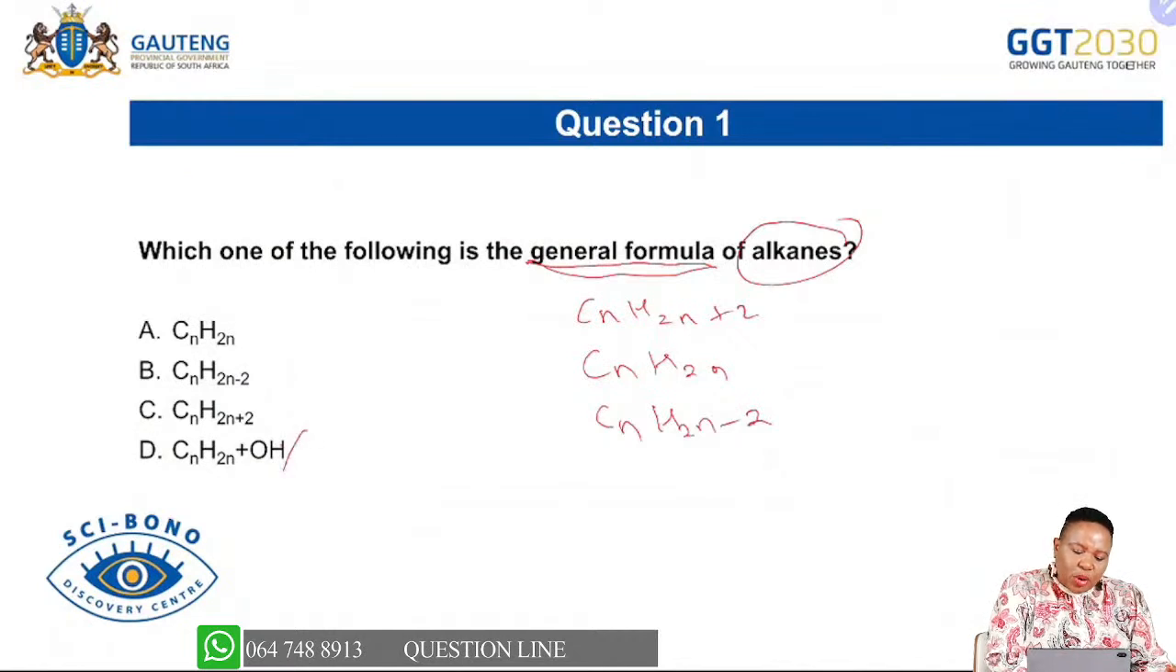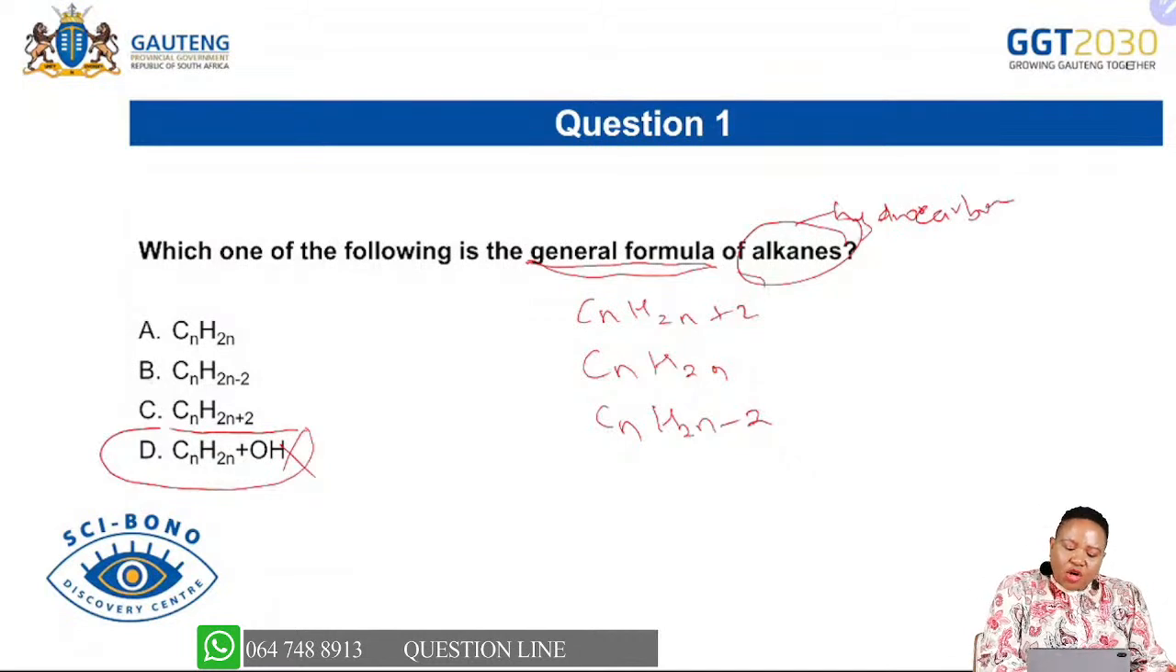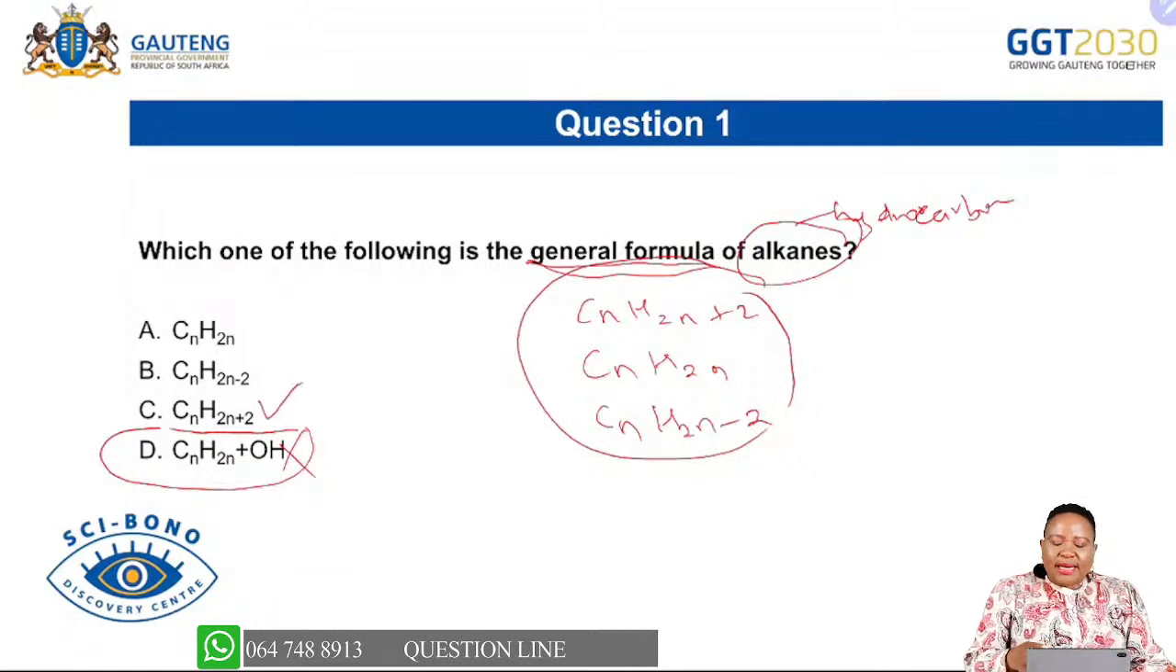You can see that this one is not a hydrocarbon, so it's off. It's an outlier, this one. It cannot be one of the alkanes, because remember, alkanes are hydrocarbons. So it means you rather choose from A, B, and C. And after recalling all the information about this, you will know that your correct answer is C.